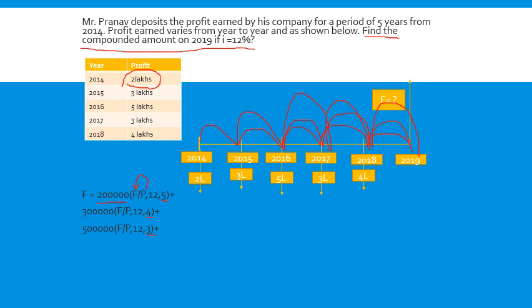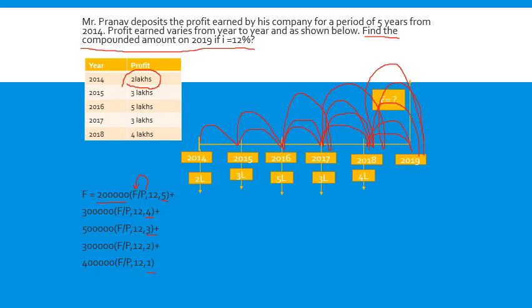You can very easily see that here. And then 3 lakhs, that is the fourth year's flow, that is 2017's flow. Where is that 3 lakh? 3 lakh is here. What is the jump? 1 year, 2 years. So n is equal to 2. And finally the 2018's flow, 4 lakhs. 2018 year is here, 2019 is here. Only 1 year jump, and hence n is equal to 1.